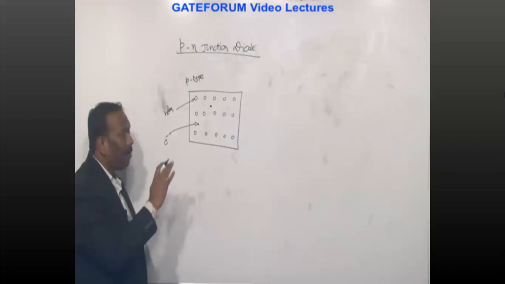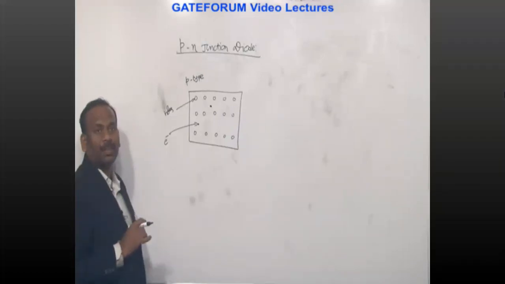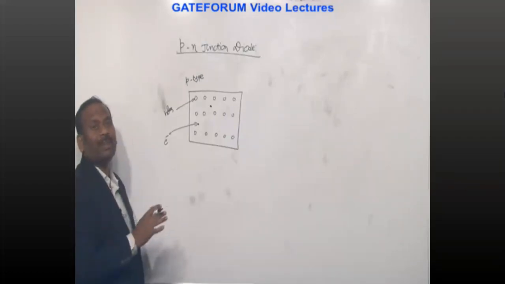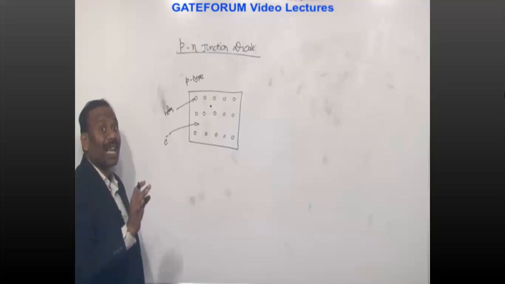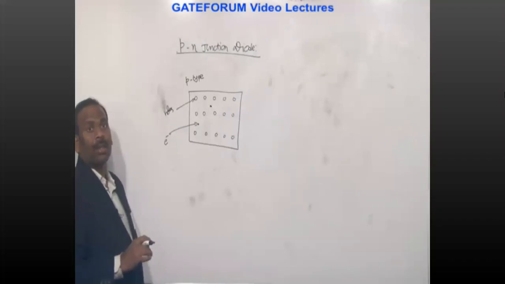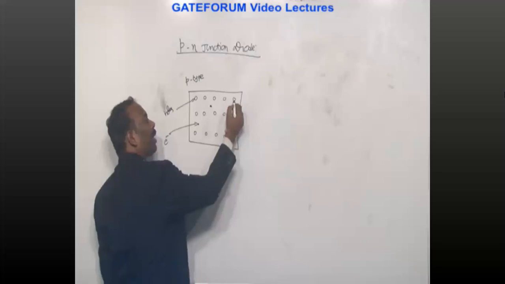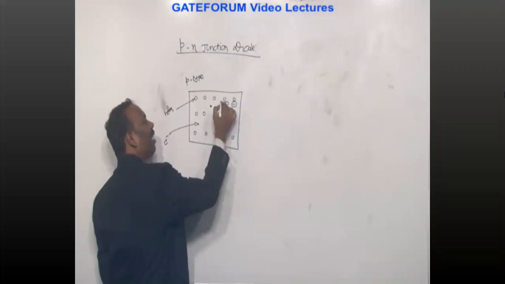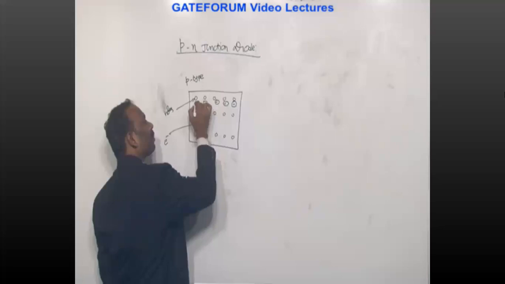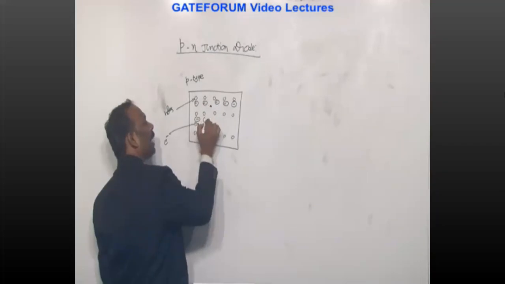That means this way of representation is wrong, because either a p-type semiconductor or an n-type semiconductor has to be electrically neutral. So how do we represent that? This positive charge hole is compensated with the negative ion.